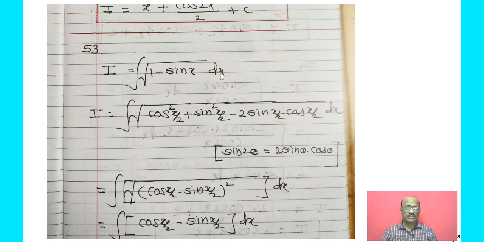Now this is again very important. What is meant by the 1 here? The 1 is cos square x by 2 plus sin square x by 2. And what is the sin x? This sin x can be written as 2 sin x by 2 into cos of x by 2. What is the formula? That is sin of 2 theta is equal to 2 sin theta into cos theta.